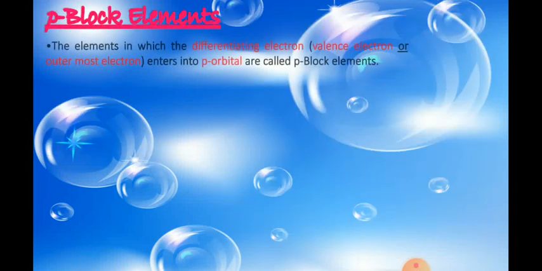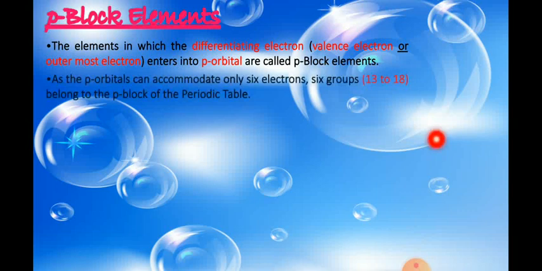So we are going to define p block elements. These are the elements in which the differentiating electron, or valence electron, or outermost electron, we call it the last electron, enters into the p orbital. Those elements are called p block elements.